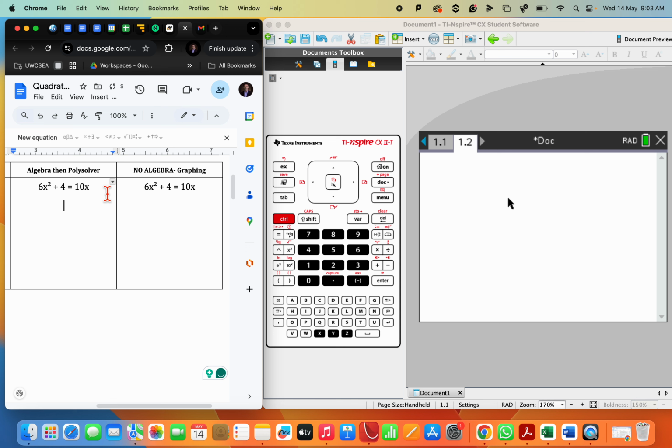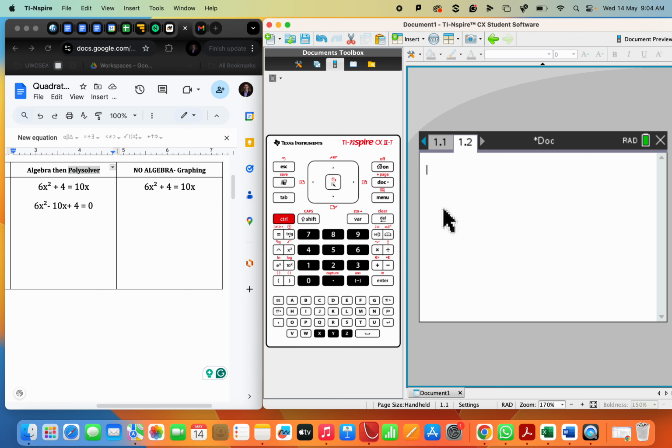So let's go ahead and copy this down, and we're going to do one little tweak. I'm going to take that 10x and move it over to here, and that will be minus 10x, right? So subtract 10x from both sides. So we've got now 6x squared minus 10x plus 4 equals 0. That is the only algebra we need. So subtract 10x from both sides, and then look, we're going to use Polysolver.